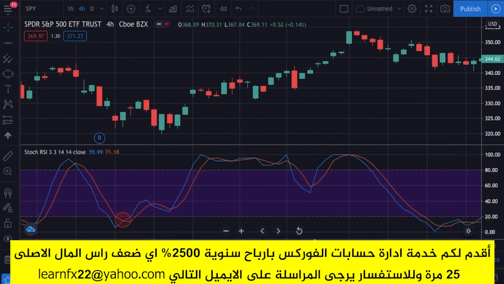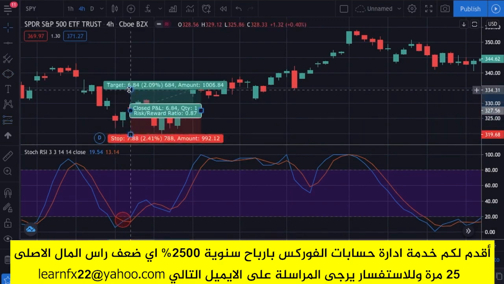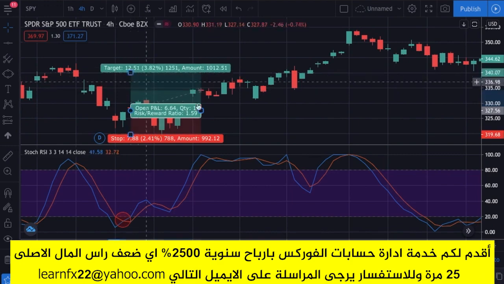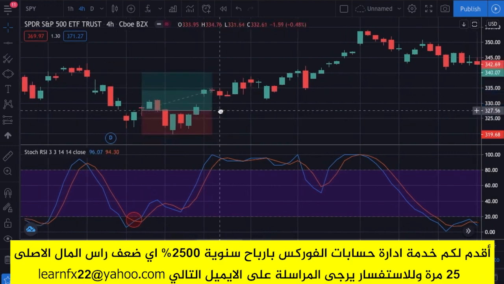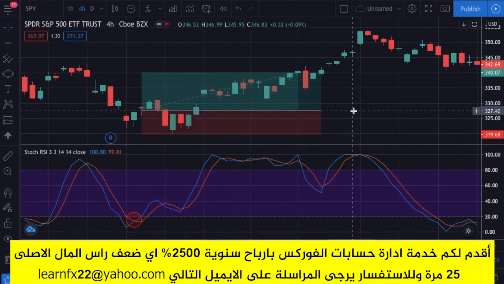Stochastic is a momentum indicator, and it can be used to spot a possible trend from the beginning, or it can be used to find where a trend might be ending. As you can see, it has 2 lines. With the help of these lines, the stochastic indicator gives entry signals. And thanks to these signals, stochastic can help us catch a trend at the very beginning.